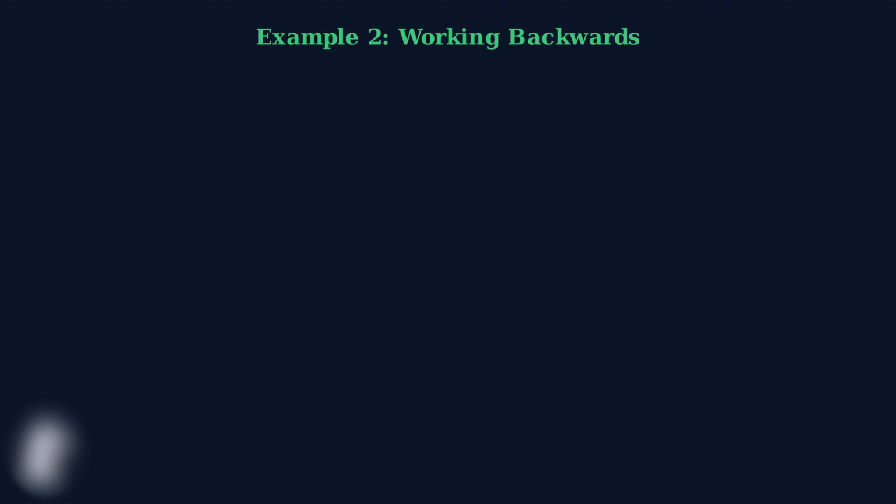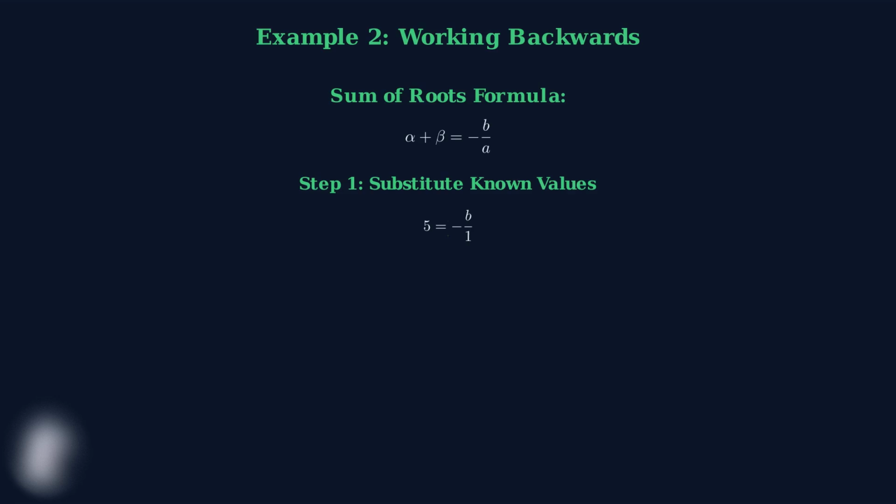Now we'll use our sum of roots formula to work backwards and find the value of b. We start with our sum of roots formula. Alpha plus beta equals negative b over a. Step 1, we substitute our known values. Alpha plus beta equals 5 and a equals 1, so we have 5 equals negative b over 1. Step 2, we can simplify this. Since we're dividing by 1, we get 5 equals negative b. Step 3, to solve for b, we multiply both sides by negative 1.